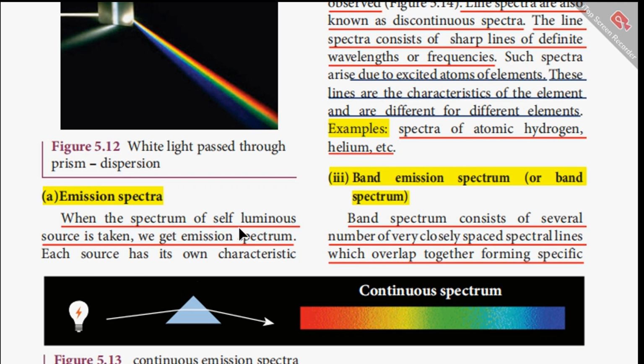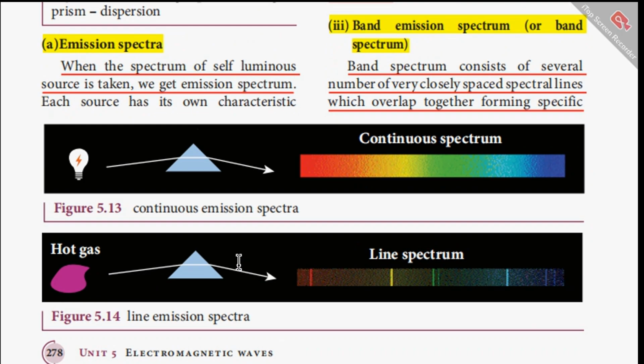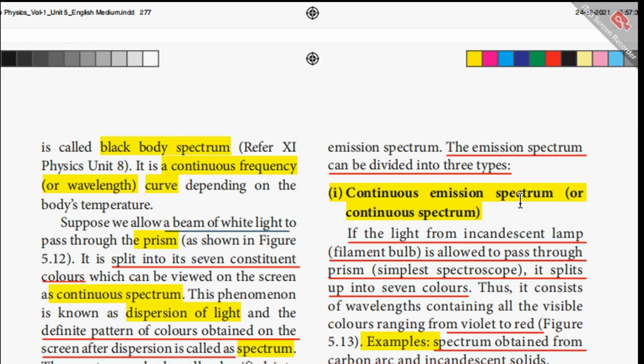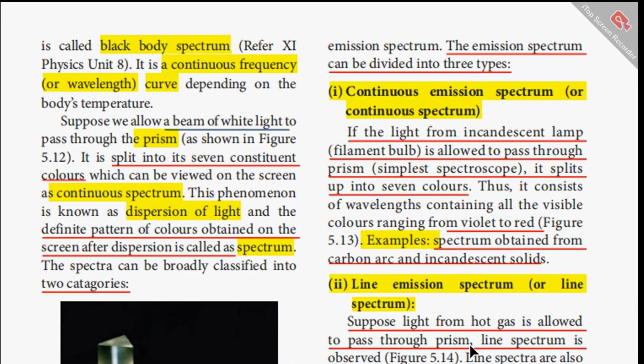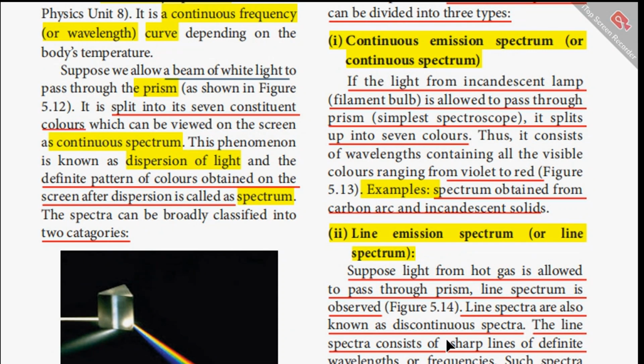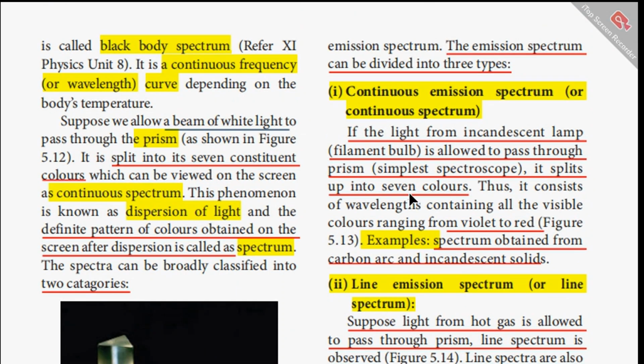When the spectrum of a self-luminous source is taken, we get an emission spectrum, and each source has its own characteristic emission spectrum. This emission spectrum can be divided into three types, namely continuous emission spectrum, line emission spectrum, and band emission spectrum. First, let us consider the continuous emission spectrum, which is otherwise called a continuous spectrum.